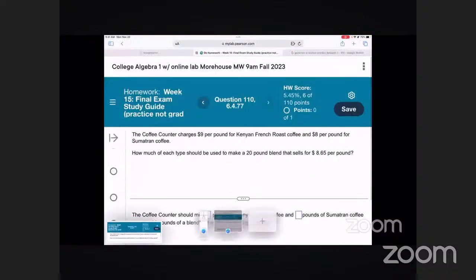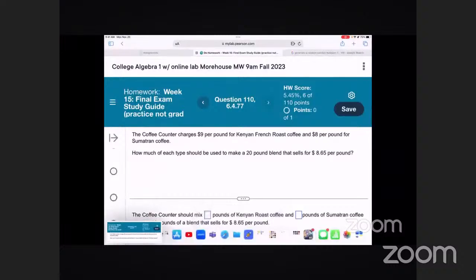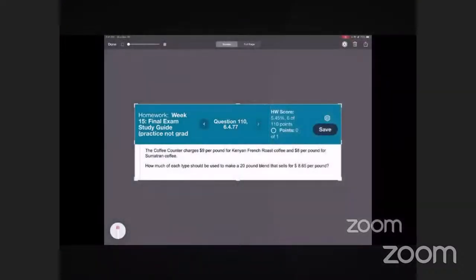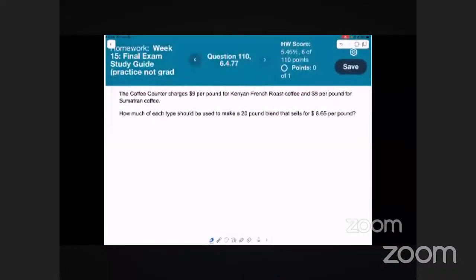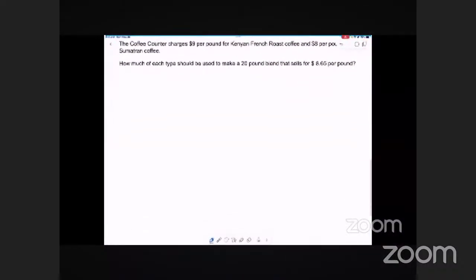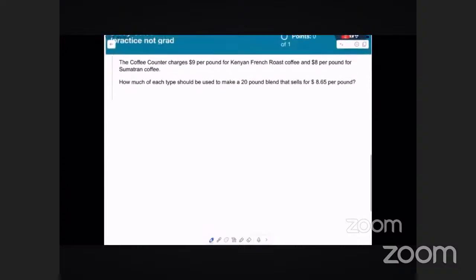So again, right there. Excellent. I know we're working with a system of equations in 2 variables. I'm going to try to match the way I think the book is doing it first. Now, it says it charges $9 per pound of Kenyan French roast coffee and $8 per pound for Sumatra coffee. How much of each type should be used?